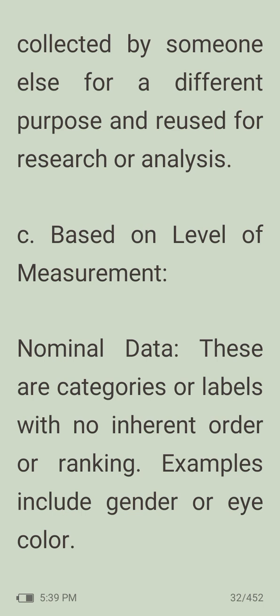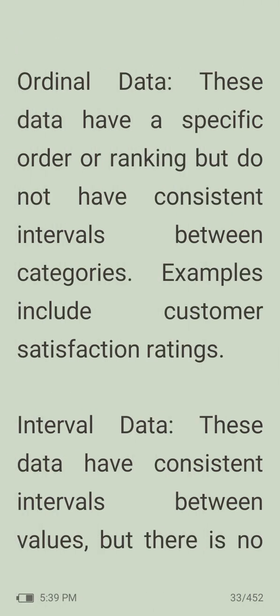Then based on level of measurement. Nominal data. These are categories or labels with no inherent order or ranking. Examples include gender or eye color. Then ordinal data. This data has a specific order or ranking but does not have consistent intervals between categories. Examples include customer satisfaction ratings.